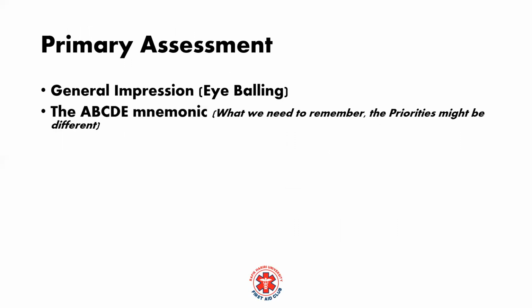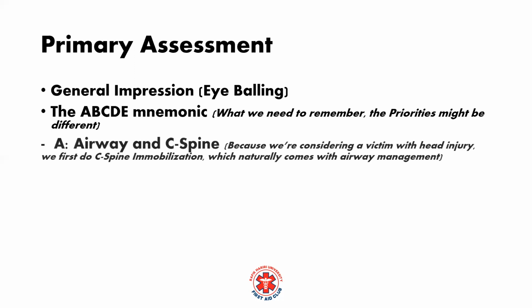Then I'm going to follow the mnemonic ABCDE. It might be counterintuitive because in the first workshop we said that it would be CAB, but this is just for the case of what I need to remember. The priorities might be different. So let's take a look at what's going on here.